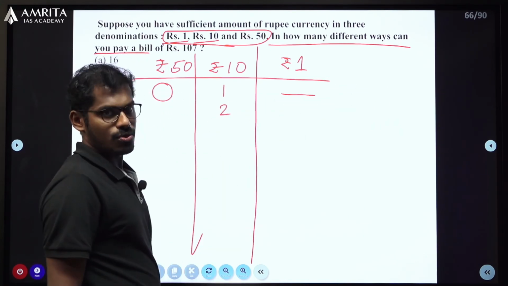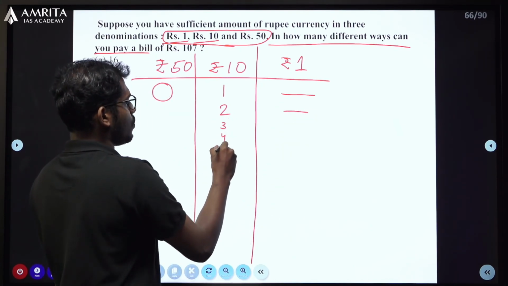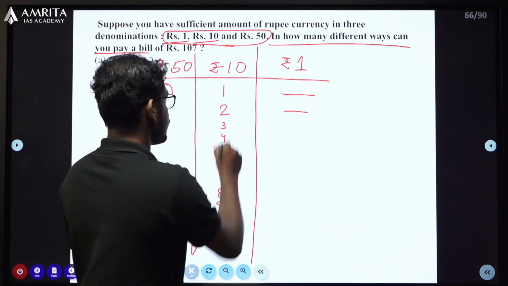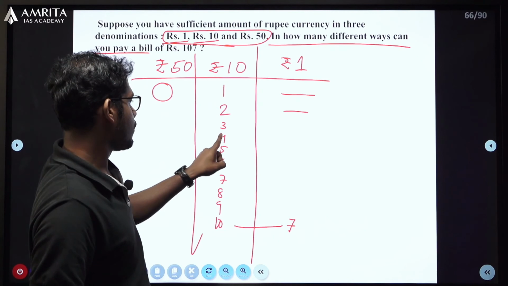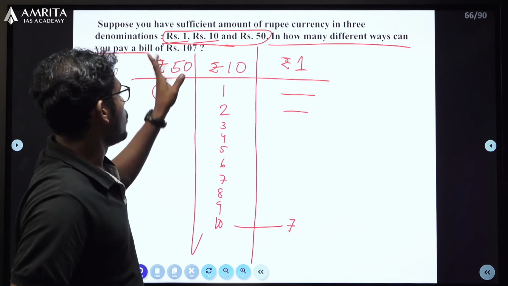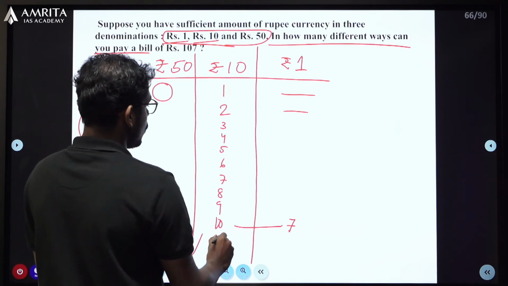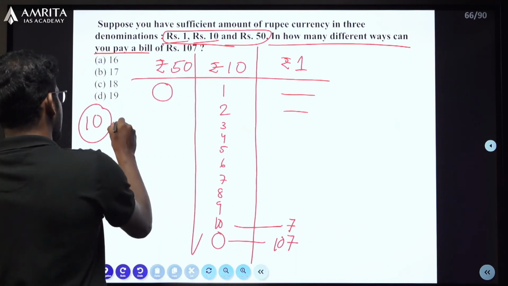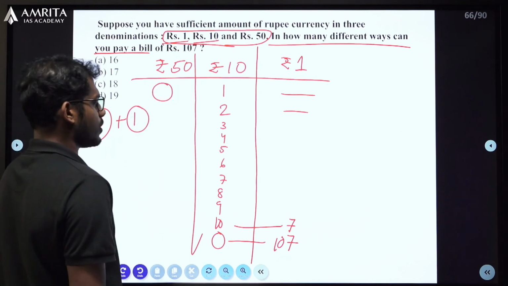Suppose 2 10 rupees are used and the remaining 1 rupees are used. 3, 4, 5, 6, 7, 8, 9, 10 different ways is possible. If 10 rupees are used, then 7 1 rupee notes are used. So here 1, 2, 3, 4, 5, 6, 7, 8, 9, 10. 10 different ways are possible when no 50 rupees is used. Clear? Also, no 10 rupee note can also be used by using 107 1 rupees. So 10 plus 1, 11 possibilities are there when no 50 rupees is used.